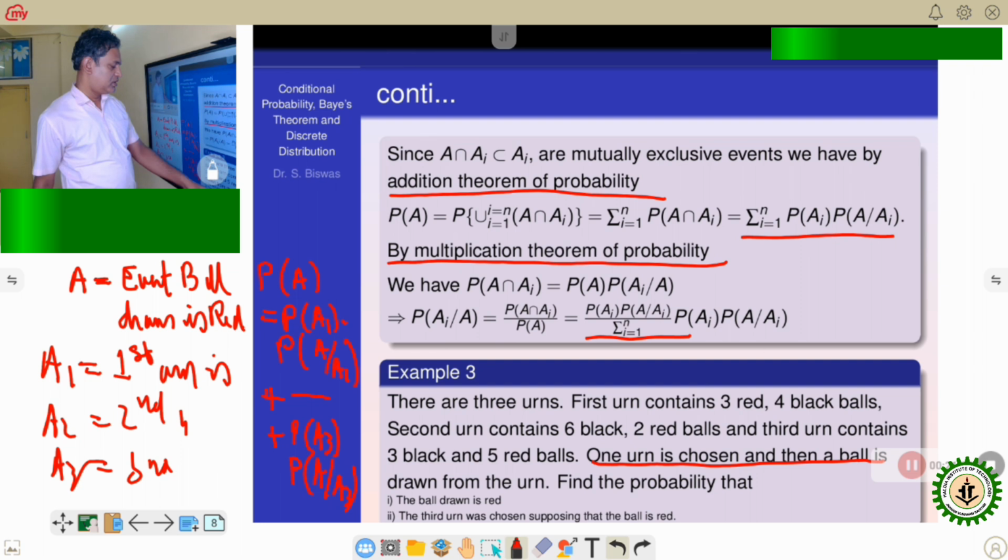And for the third one being chosen, supposing that the ball is red. Once you find this probability, use this in the formula by considering Ai as the red ball, and then you will get the answer. So I am not going into more details of this problem solving. It's not possible also here.